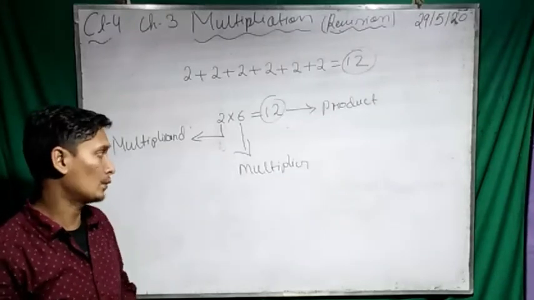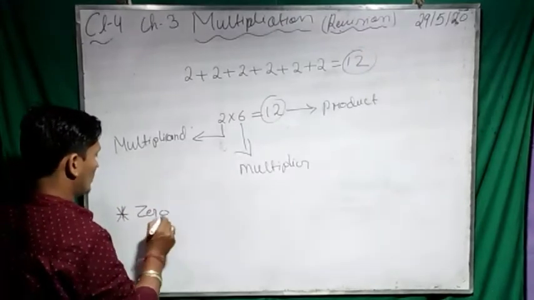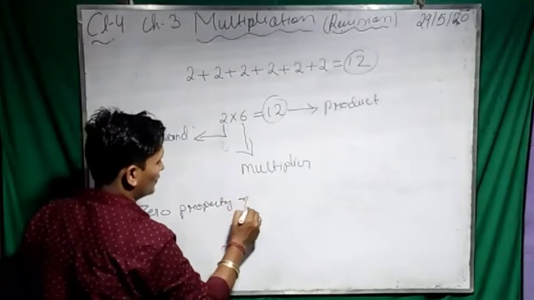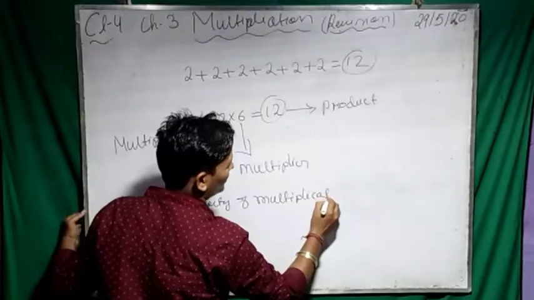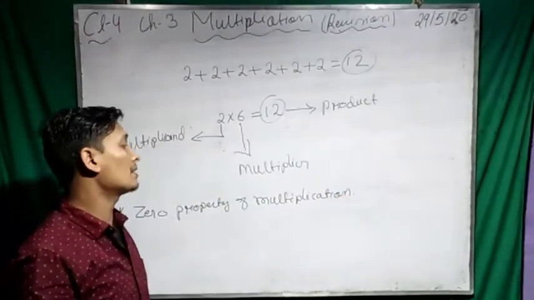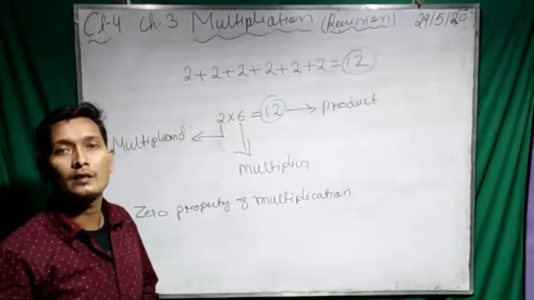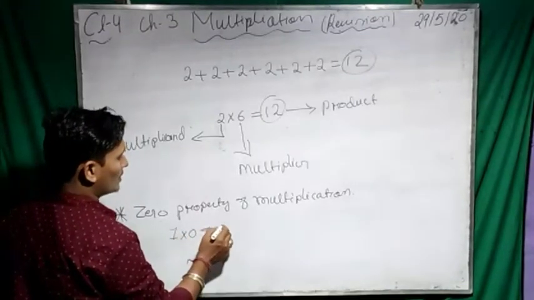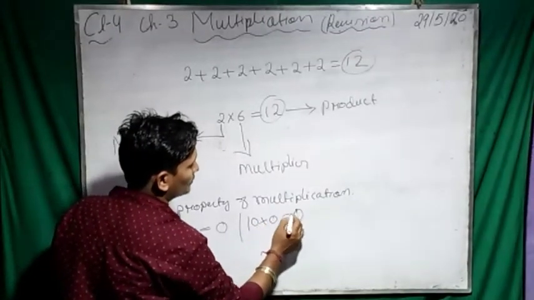Clear about this? Now, zero property of multiplication. Zero property of multiplication means whenever we are multiplying a number with 0, the answer will become 0. Suppose 1 multiplied by 0, what will be the answer? 0. 10 multiplied by 0, the answer will become 0.